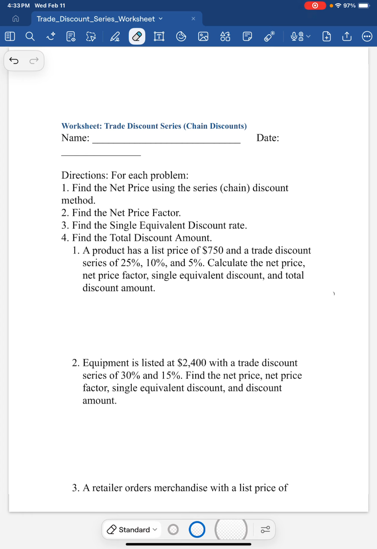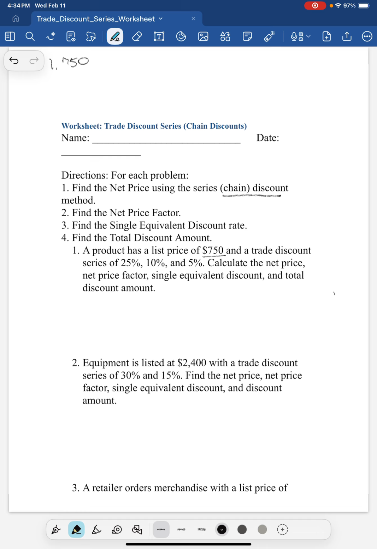We're going to start with the chain discount method, and I'm going to move this up here because there's going to be a lot of writing, and I want to make sure I have room. With the chain discount method, you find your list price, which is $7.50, and then you find your series of discounts: 25%, 10%, and 5%. You go through them one at a time, exactly the same as you did the single discount.